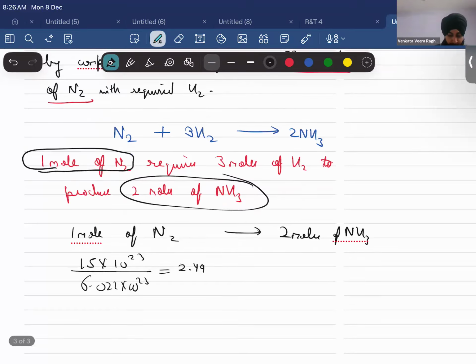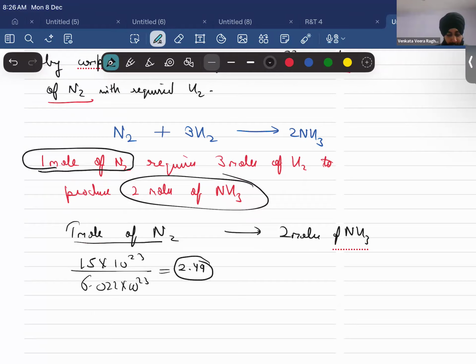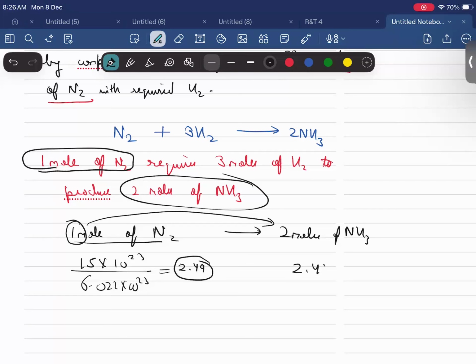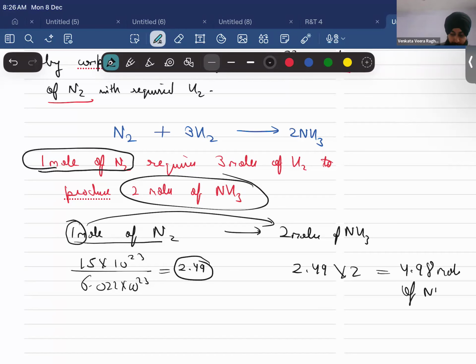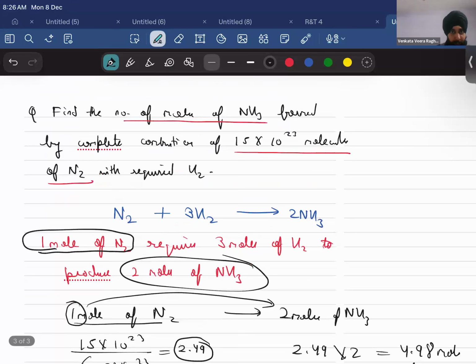Then that means I am having how many moles of N2? 2.49. If I had 1 mole, I would be getting 2 moles. If I am having 2.49 moles, then how much will I get? 2.49 into 2, that is 4.98 moles of NH3. And did they ask you the moles or the grams for NH3? They asked us moles. So that is our final answer, 4.98 moles.